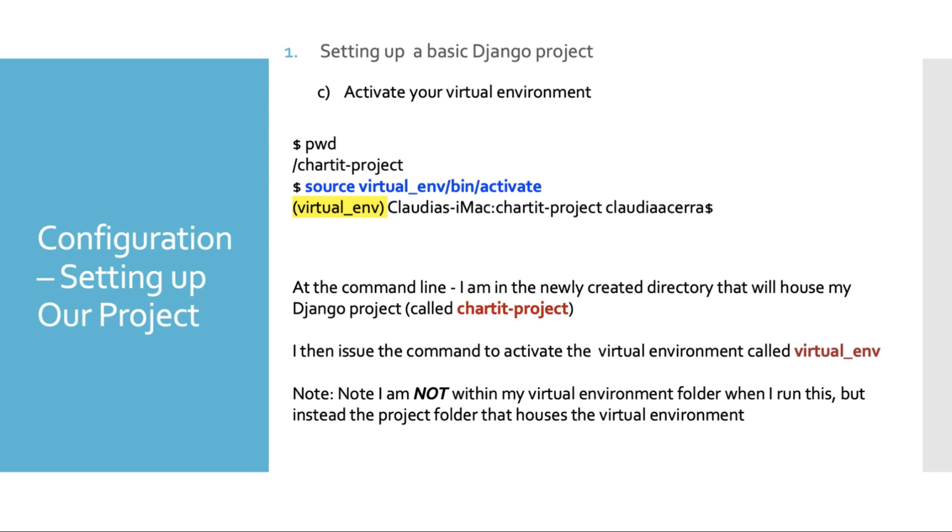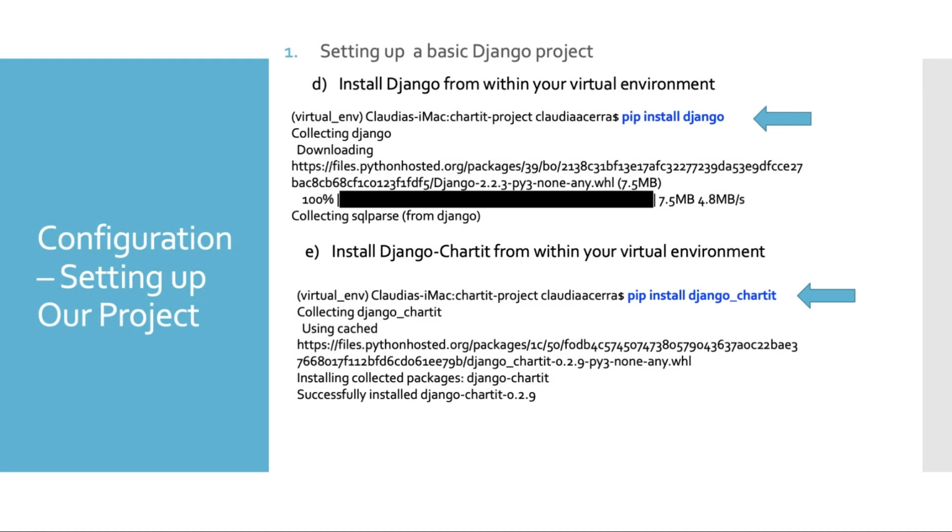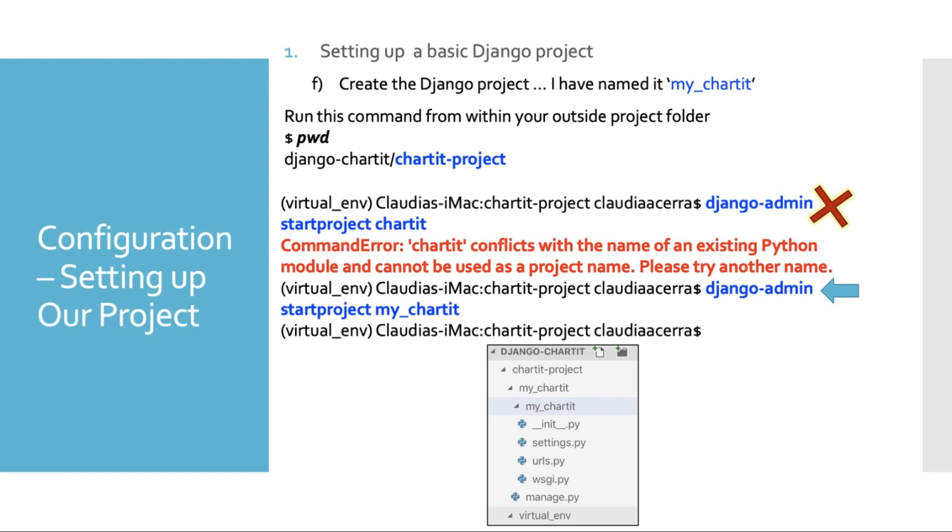Note, you're not within your virtual environment when you run this command, but instead in the project folder that houses your virtual environment folder. Now, with our virtual environment activated, we are going to install Django, and then we're going to install Django Chartit. So using pip install for both, we'll do a pip install Django, just like I have here, and then we'll do a pip install django-chartit. You're doing great so far.